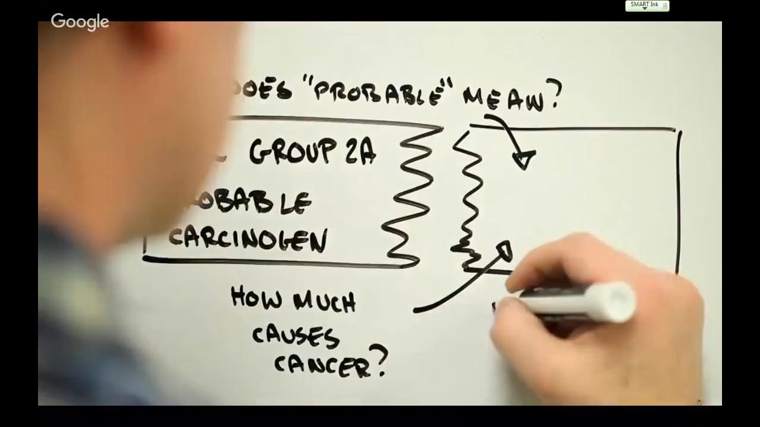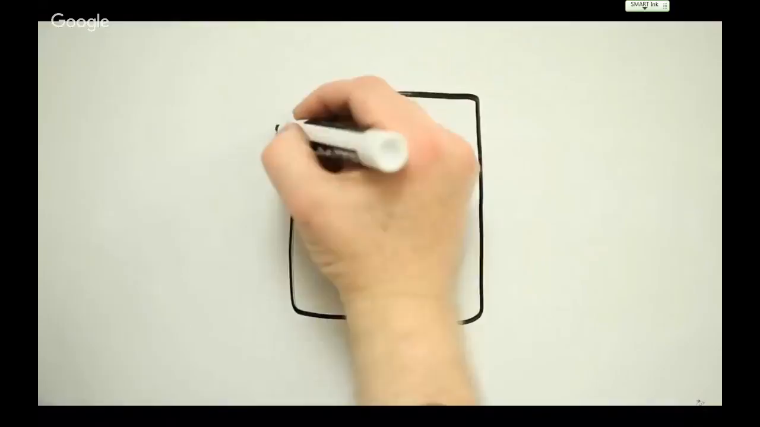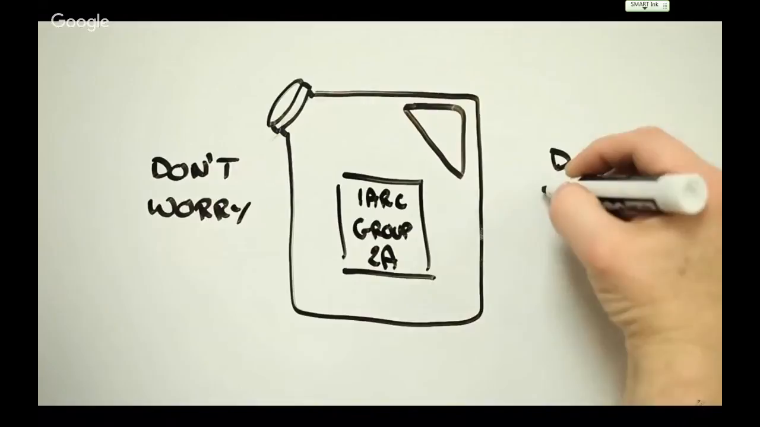In other words, the label alone shouldn't worry you. We're exposed all the time to substances that may cause cancer. That's unavoidable. But neither should IARC labels be taken lightly. They indicate what might be a problem.